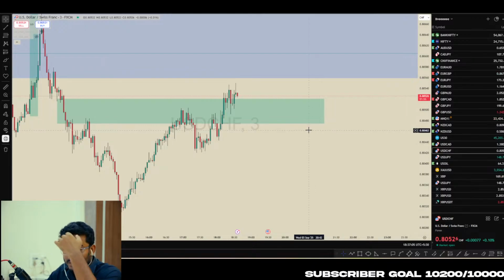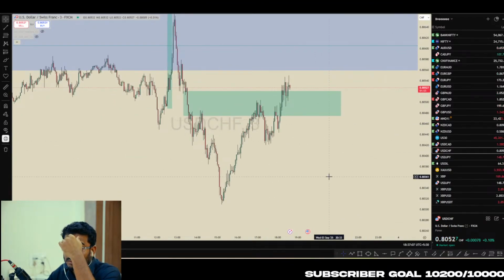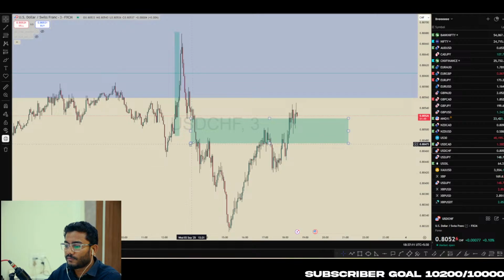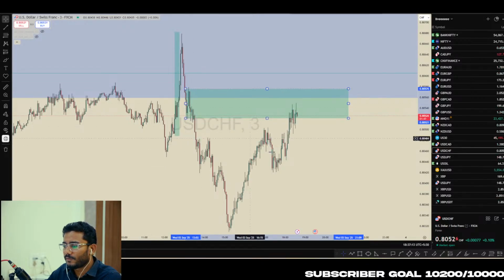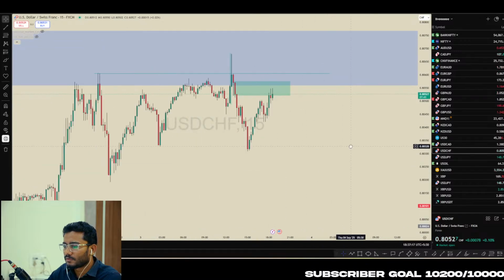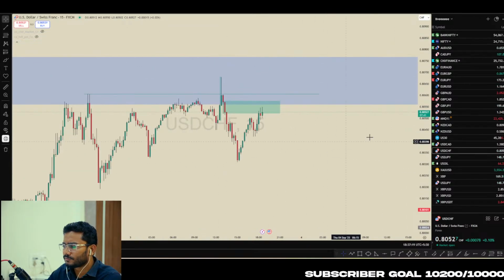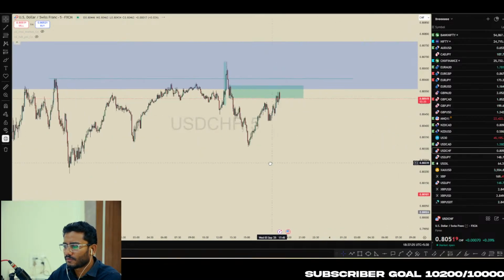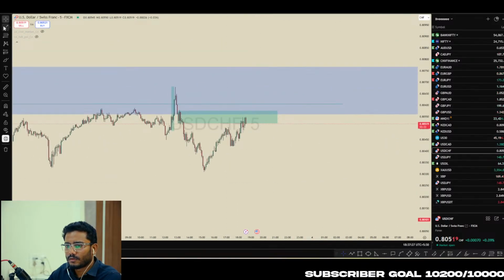Wanted to see what USD CHF is doing. So this is the order block, and instead of reacting from this FVG, price is reacting based on this. So we can look for downside from here also. And let's wait for price to break this low, and if it closes, then we can look for sell side from here.